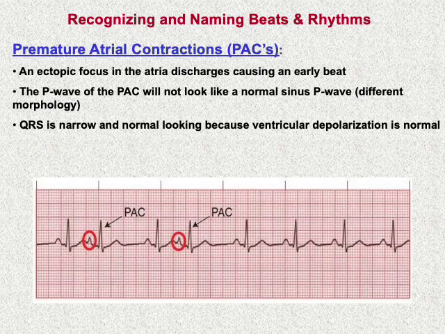To diagnose it, we have to have a P wave which is a little bit different from the sinus one, and it is coming early, and the QRS should be narrow and similar to that of the sinus rhythm. So this is premature atrial contraction, and usually this is asymptomatic, and if it is very few, it is a benign condition.